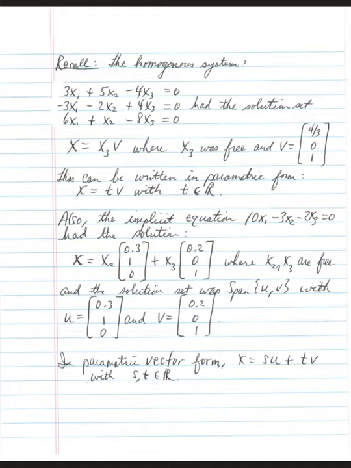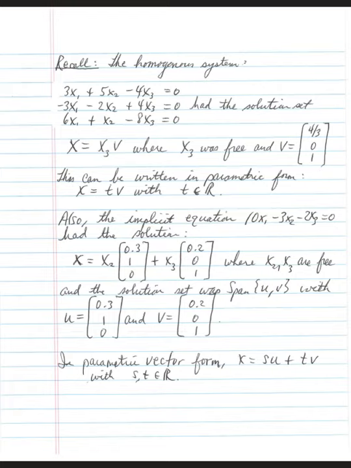Okay, so our solution vector to the homogeneous equation, it wasn't the trivial one, it was x3 times v, specifically v being this vector. This can be written in parametric form where x is equal to t, which is some constant, times vector v. t is going to be a real number.